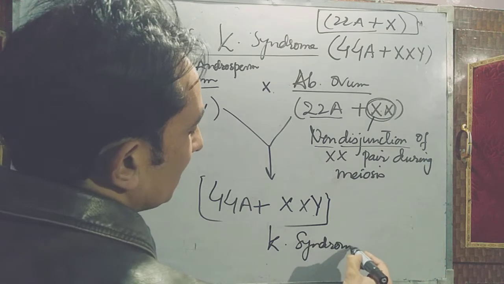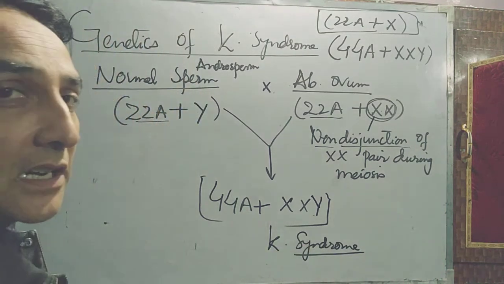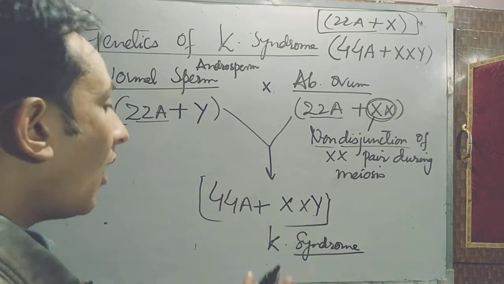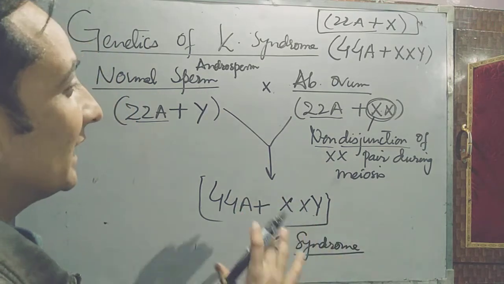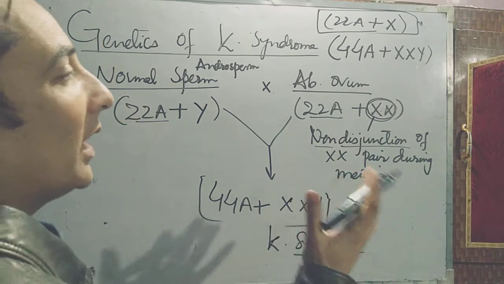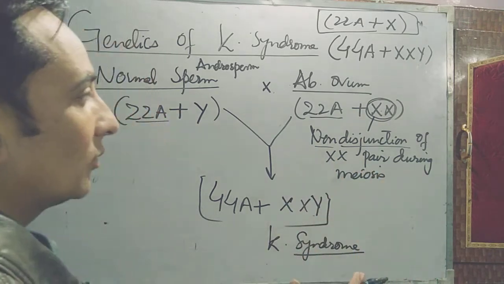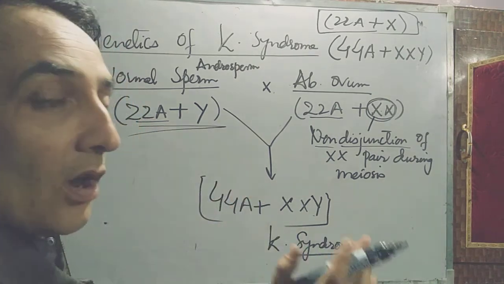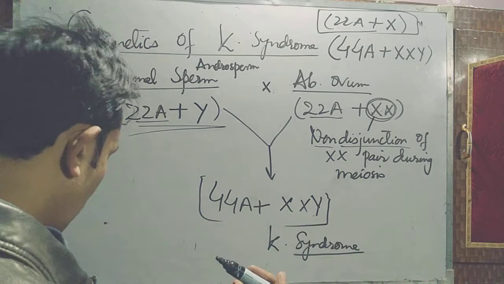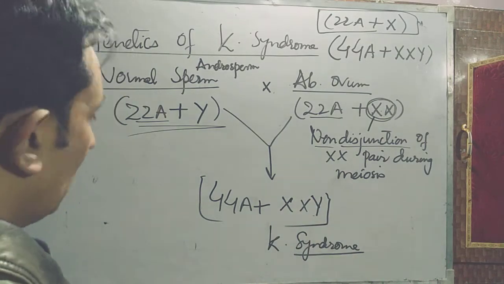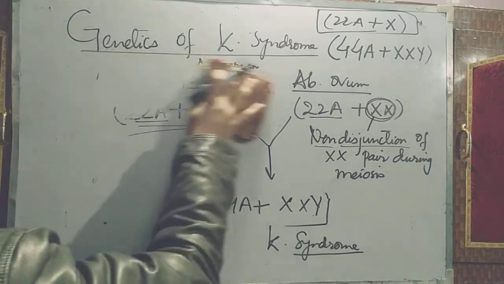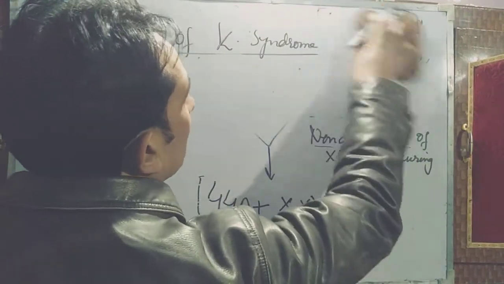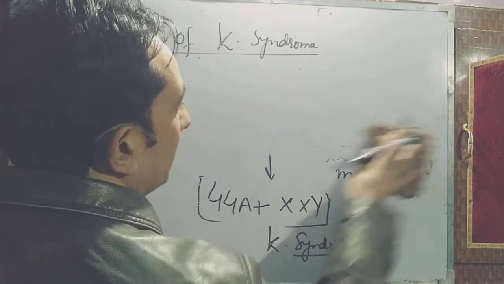So this is the first condition. You see, this is the first condition in which you have witnessed how, by fertilizing an abnormal ovum having 22 autosomes plus XX pair of sex chromosomes, when it is fertilized by a normal androsperm, a Klinefelter syndrome individual has been conceived. Now there is also another probability in which Klinefelter syndrome individuals can be conceived.